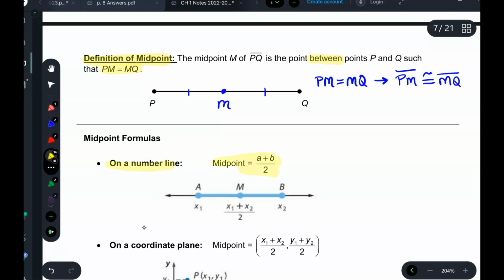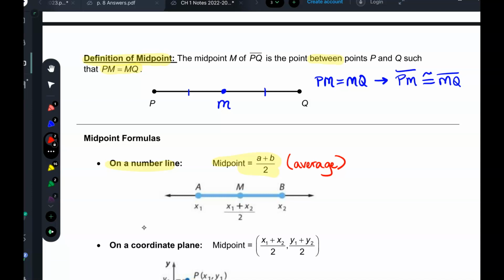Just think, the midpoint on a number line is the average of the two numbers. Okay? Because what happens when you have fractions or decimals? Do I really want to try to figure out counting spaces in between? No. We want to just add them, divide by 2.